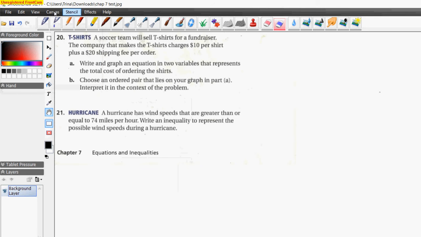Okay, now let's take a look at number 20. Let's see what we got. I'm sorry about that. T-shirts. A soccer team will sell T-shirts for a fundraiser. The company that makes the T-shirts charges $10 per shirt plus a $20 shipping fee per order. A. Write and graph an equation in 2 variables that represents the total cost of ordering the shirts.